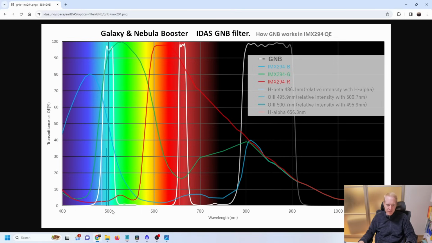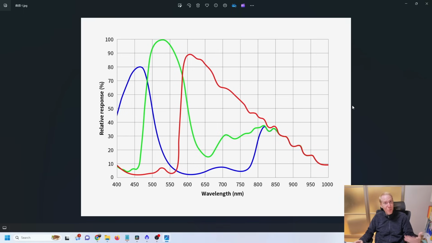You see it passes stuff around the oxygen 3 side of things. It passes stuff around the H-alpha side of things. And then it passes stuff around 800 nanometers to 900 nanometers. This is beyond the visible spectrum. These are colors that we cannot see. This is completely infrared.